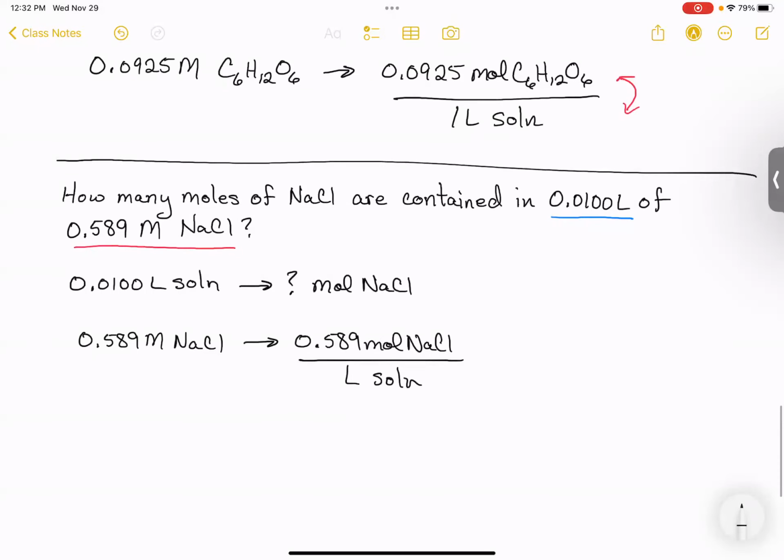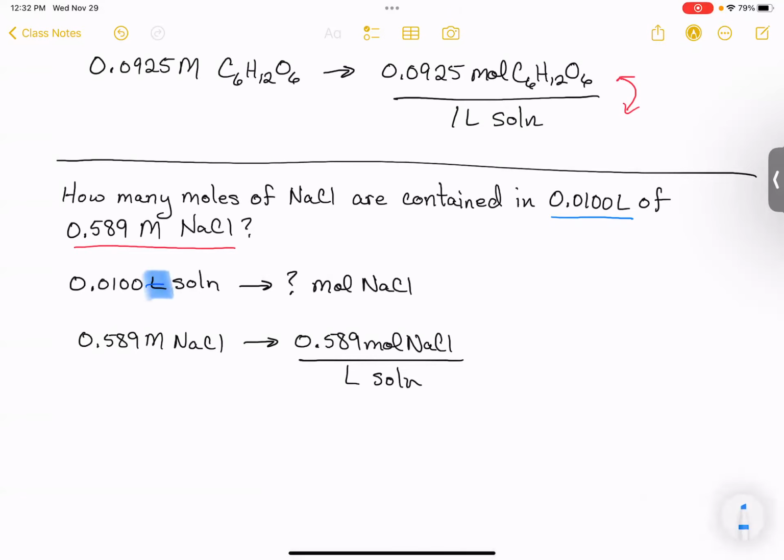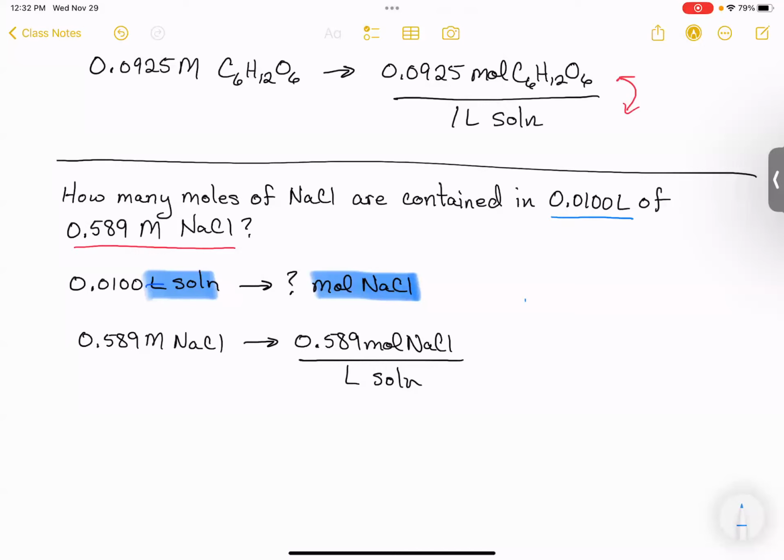Now, what you will notice is that you have volume of solution and you have moles of solute. That is telling you that you are going to need the molarity. The molarity converts between moles of solute and volume of solution.